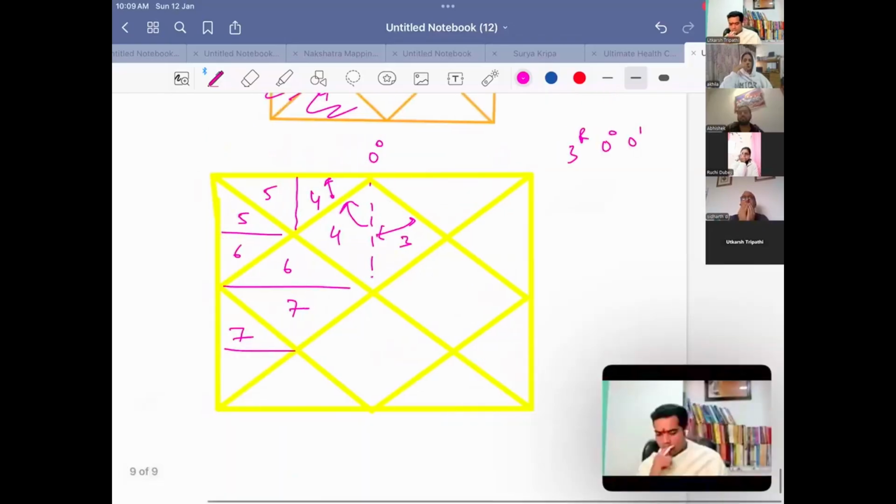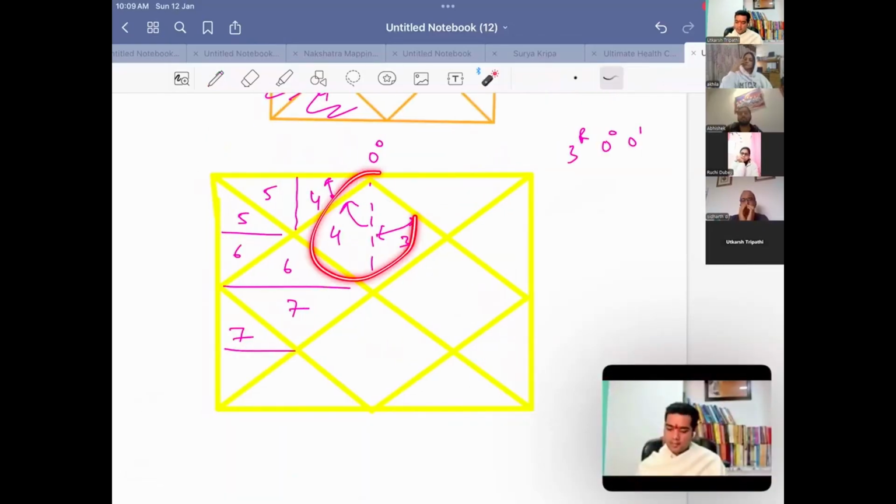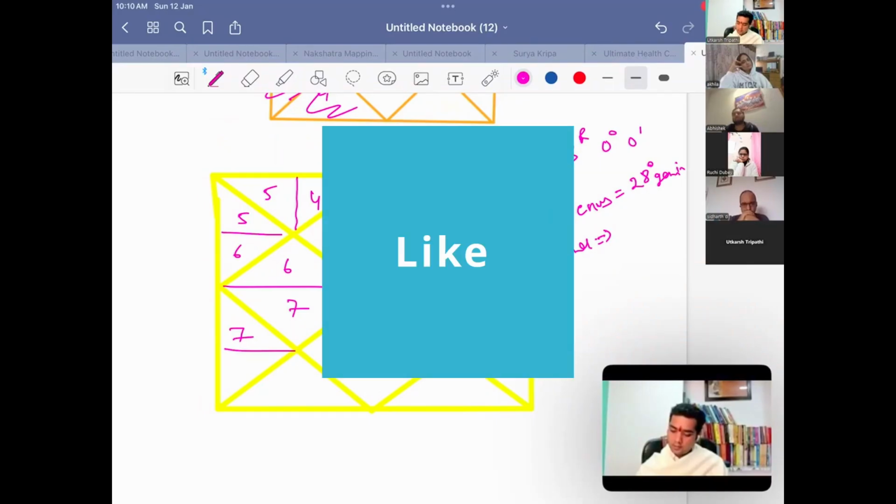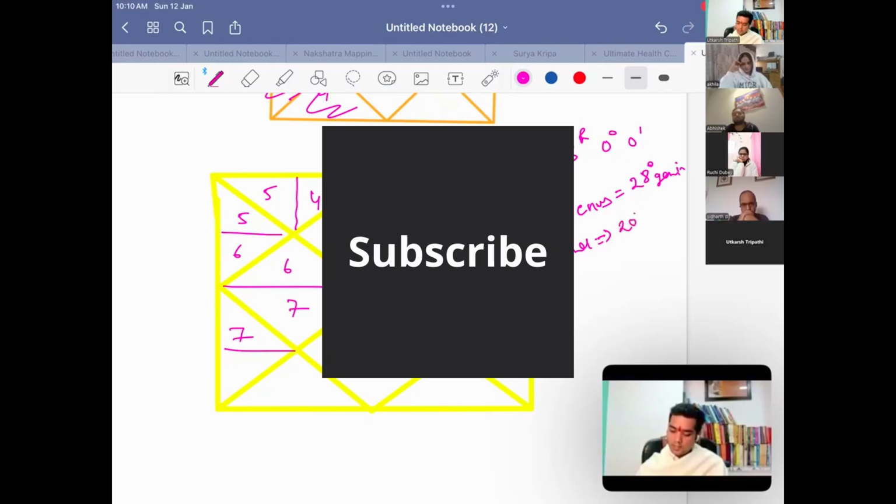Now, like this way we are having our lagan, 3, 4, 5, like this. Let's suppose there are planets like Venus and Mercury. Let's suppose Venus is sitting in Gemini, at 28 degrees Gemini, and Mercury is in Cancer, at 20 degrees Cancer.